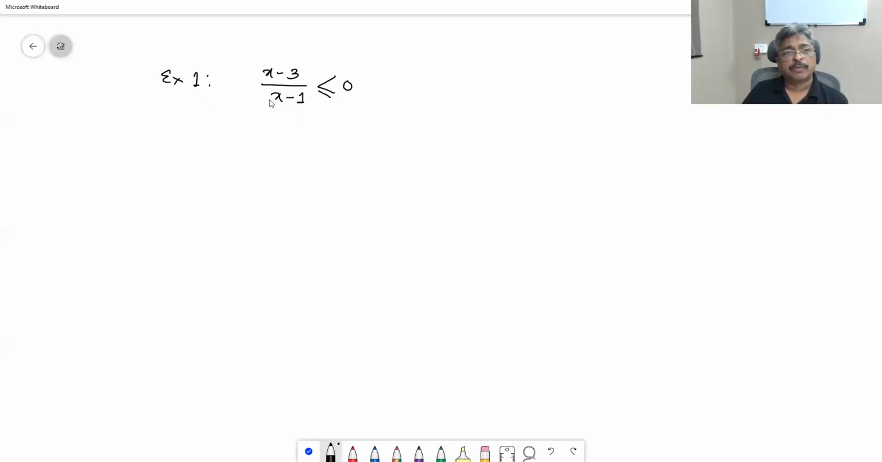Okay. Solve this problem. x minus 3 upon x minus 1 should be less than or equal to 0, find all real values of x. Let me explain the method to you. This is something which is critical. You need to understand what we are doing.